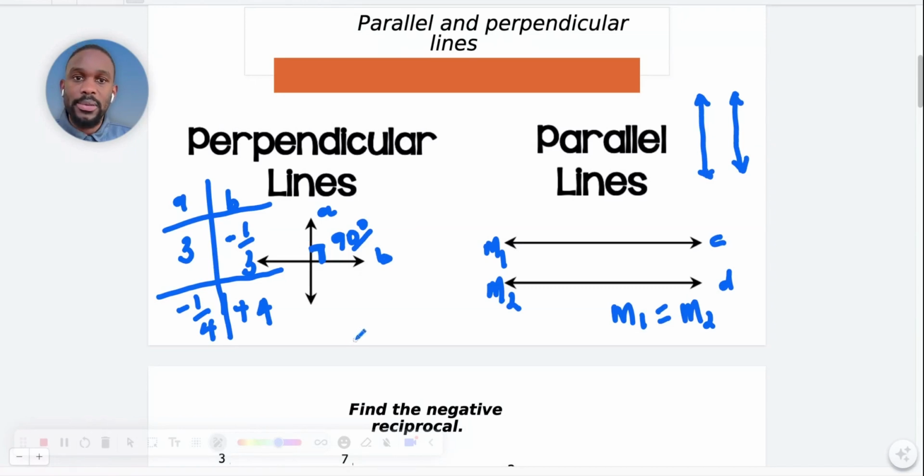Okay, so let's do some work finding the negative reciprocal slopes. If two lines are perpendicular, they have negative reciprocal slopes. If two lines are parallel, they have the same slopes. It's going to be so important. We need to keep that in mind. If two lines are perpendicular, they intersect at 90 degrees. If two lines are parallel, they never intersect. All right, so for parallel lines, it's pretty easy, but let's do some more work on perpendicular lines, getting the slopes of two perpendicular lines.